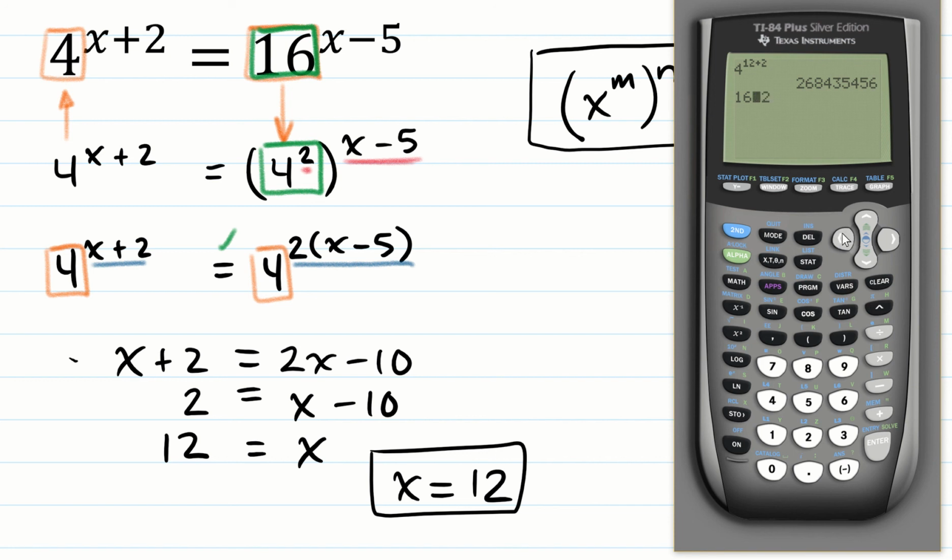minus 5. It turns out there's an extra 2 that I need to delete. There we go. So this is 16 to the 7th power. What is that number? Aha! x is exactly the value that makes the left and the right-hand side the same. That's why x is our solution.